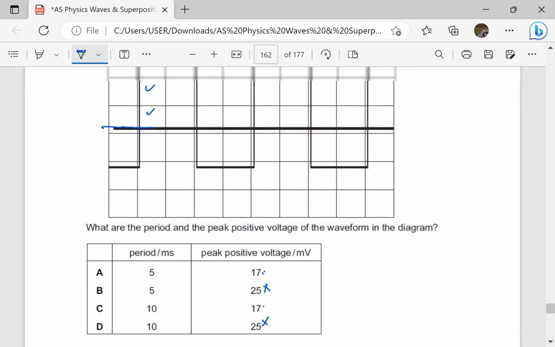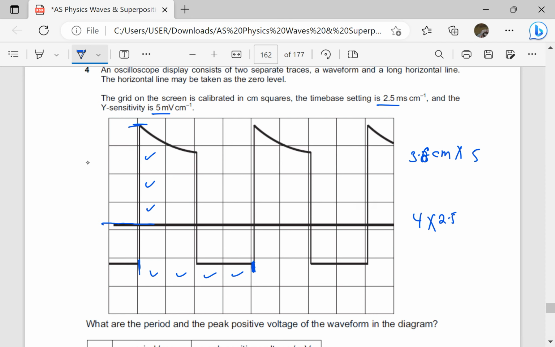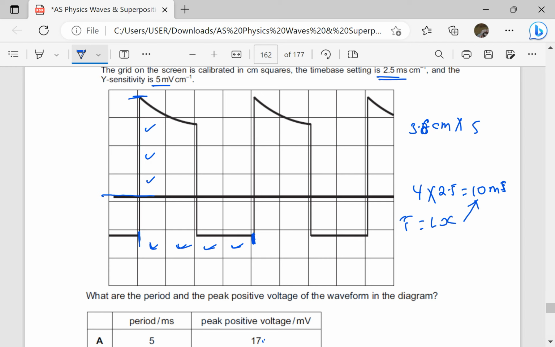Let's check the period. Let's start from this point here. So one cycle starts from this point here. It repeats itself at around this point here. The second cycle starts from here. So this is 1, 2, 3, approximately 4 centimeters representing one cycle, times the time base setting, which is 2.5, and that gives us 10. So the period is the length of one cycle times the time base setting, which gives us 10 milliseconds. So the answer here is going to be C.